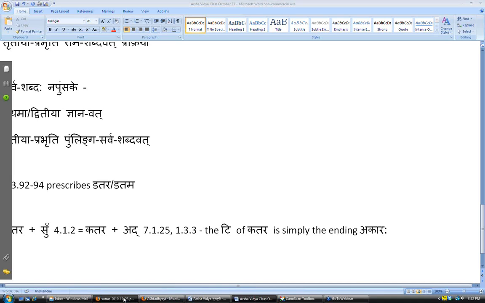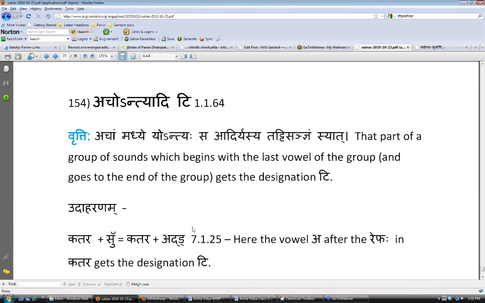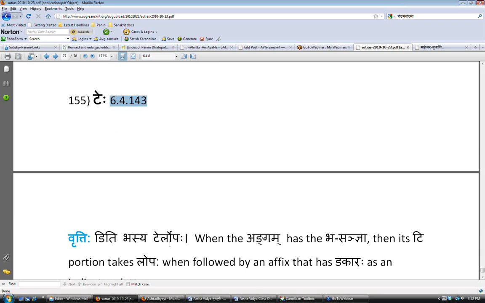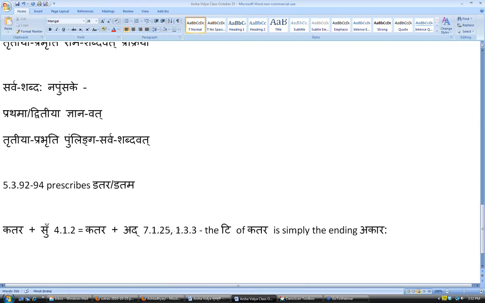Because of the fact that sutram ti 6.4.143 is sutram ti. What does it say? Again, we are in 6.4.143. The sutram says ti bhasya ter lokaha. Ti bhasya ter lokaha. Again, we got this bhasya. So look at what we have. We have the katara plus ad. This pratyaya is an ajadi pratyaya. It doesn't have sarvanama sthana sanya.